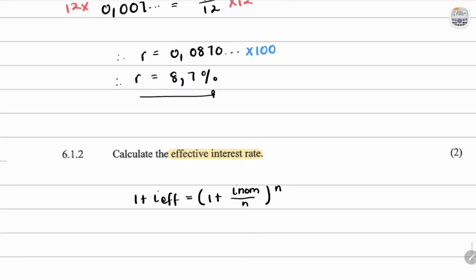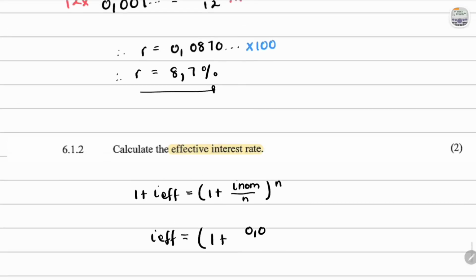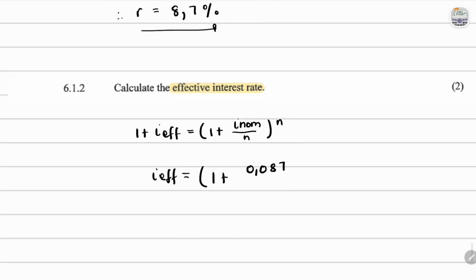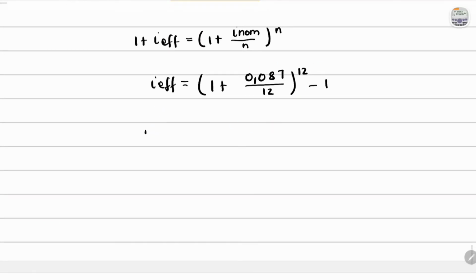We know that it is 8.7. So we're going to say 1 plus i effective because this is what we are looking for. Well, we'll take the 1 over. So it's equal to 1 plus 0.087 over 12, now that was compounded monthly, and then raised to the power of 12 because it's compounded monthly. We want to see what that 12-month interest actually is going to be in a year. Okay, so we're taking the 1 over and it becomes minus 1. Okay, so this will give us our answer in decimal, and then we'll just multiply by 100.